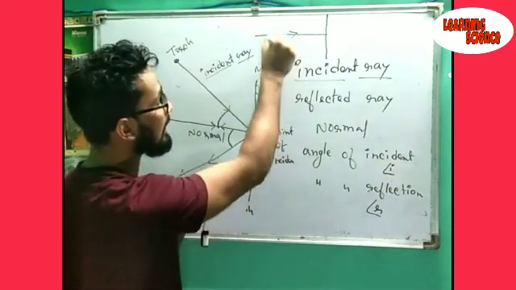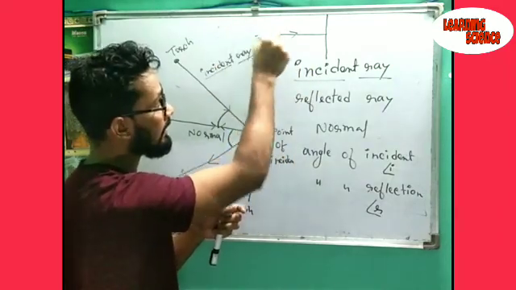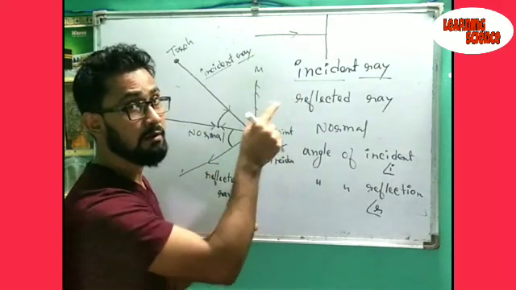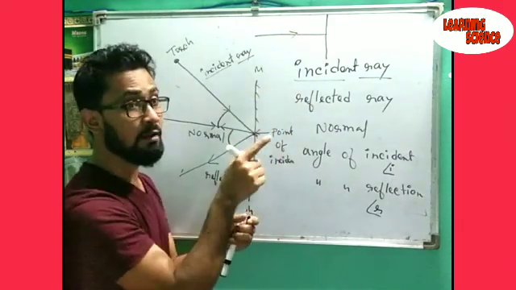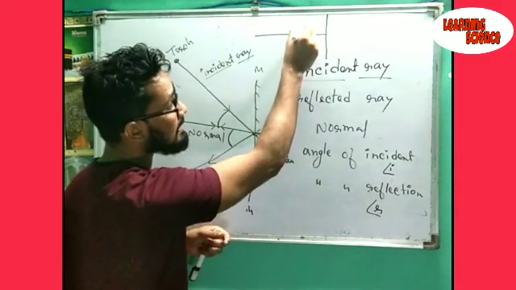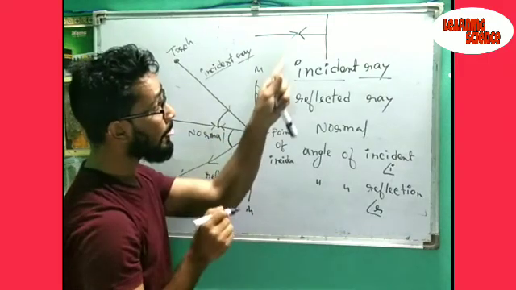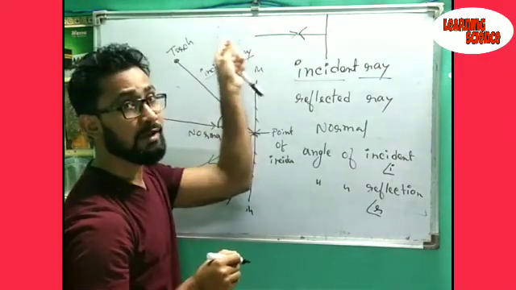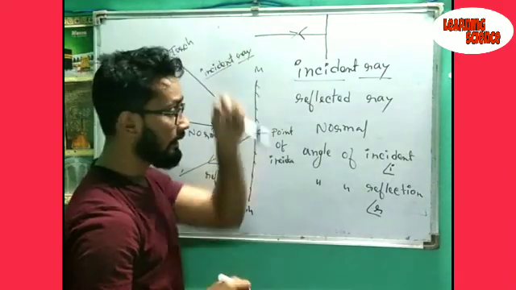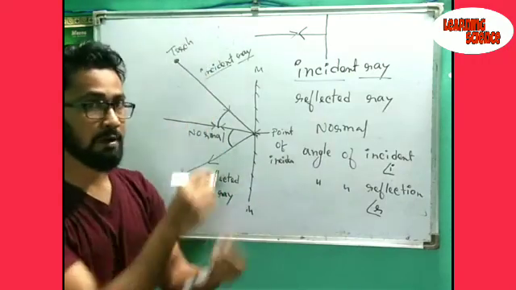So when a ray is falling perpendicularly, or as a normal, the angle of incidence is 0. To maintain the second law of reflection, what will happen? The angle of reflection will be 0. So when a ray falls perpendicularly, light will bounce back straight. Clear? So these things we have discussed in our part 1.